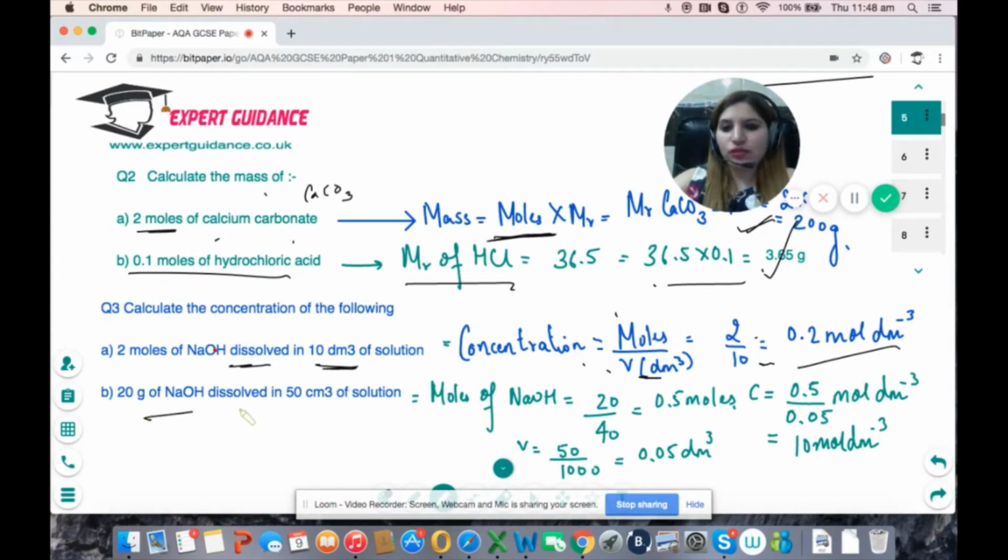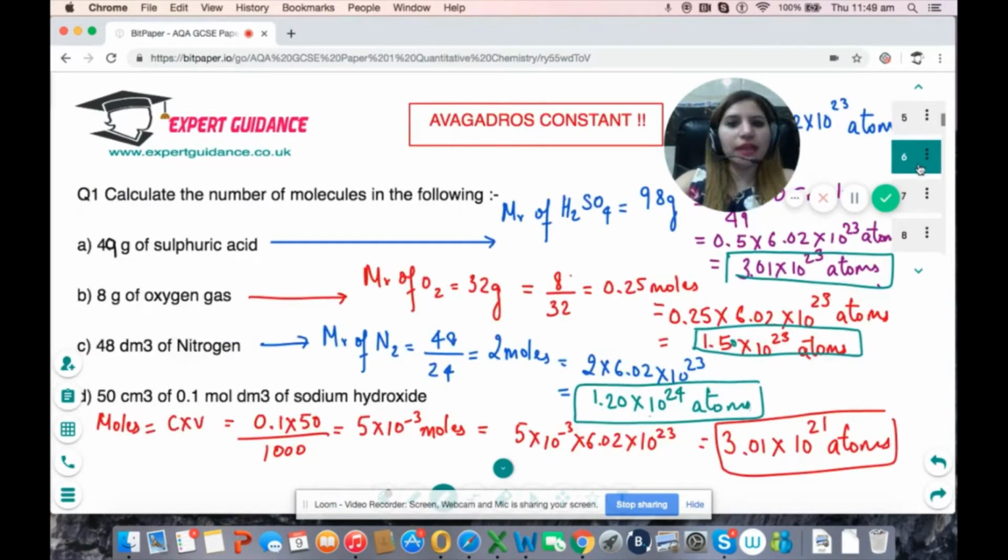20 gram of sodium hydroxide dissolved in 50 centimeter cube. You need to first convert 20 grams into moles, which is 0.5. The volume, you have to convert it into decimeter cube by dividing it by 1000. So that is 0.05 decimeter cube. And then you can do moles divided by volume. So 0.5 divided by 0.05 gives you 10 moles per dm cube as the concentration. Okay, so I hope the use of triangle is clear to you.